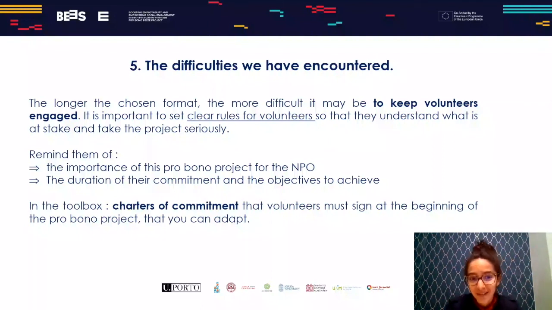They also must be considerate, so let's make clear rules for them and communicate with them throughout the whole project. We have not established any particular common rules to disseminate to the volunteers in the BEAS project, but with hindsight, we can offer you a concrete tool. Some intermediaries set up charters of commitment that volunteers sign at the beginning of the pro bono project. You will find it in the toolbox so that you can adapt this volunteer charter.